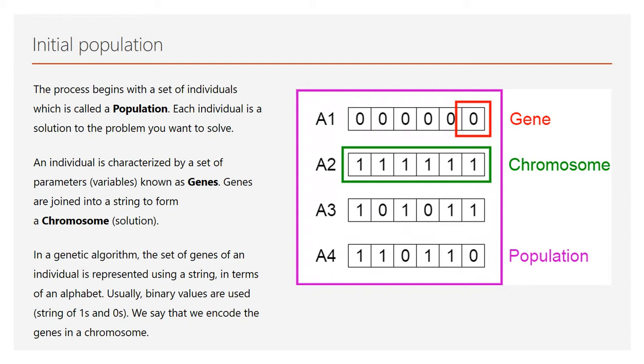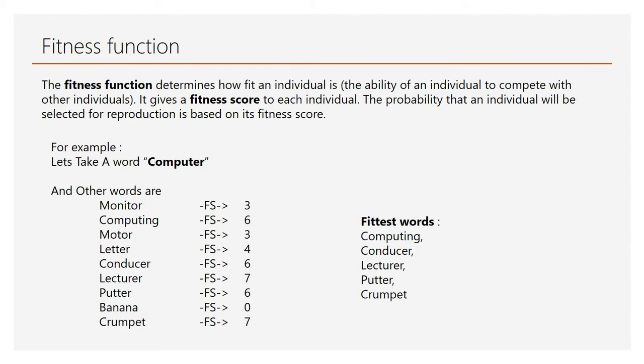So this is the initial population, and let's talk about the fitness function. The fitness function determines how fit an individual is. It can relate to the human reproduction system, any kind of reproduction system, but in computer science, genetic algorithms and machine learning, let me take a word example. The target word is computer, and these are the words I typed randomly: monitor, computing, motor, letter, conducer, lecturer, putter, banana, and crumpet.